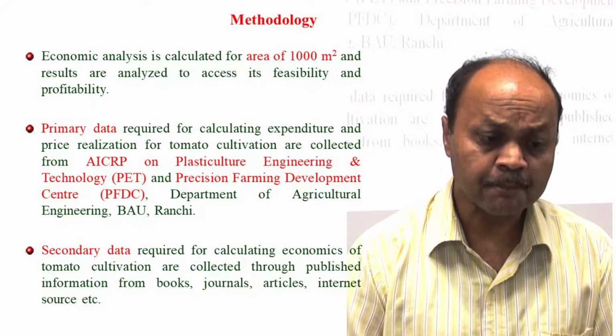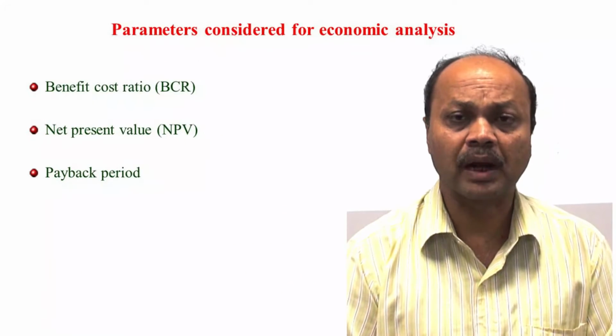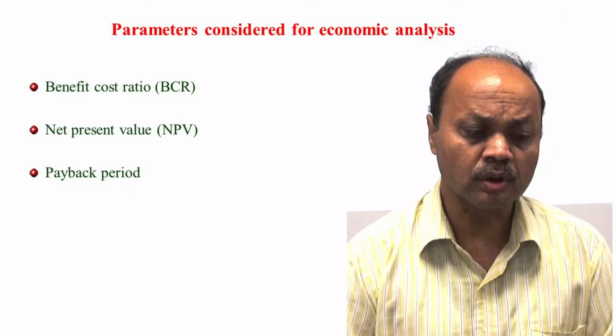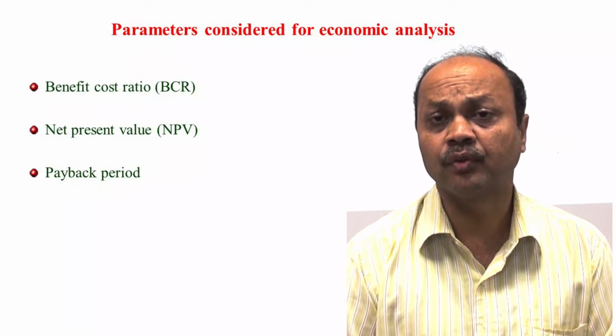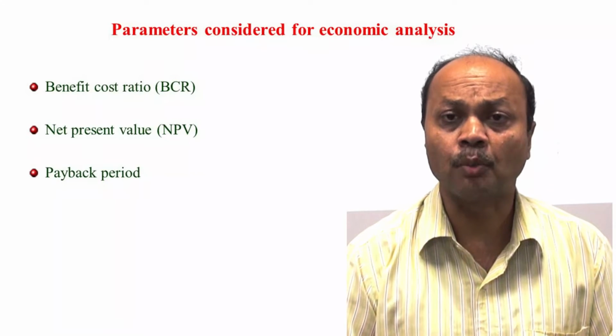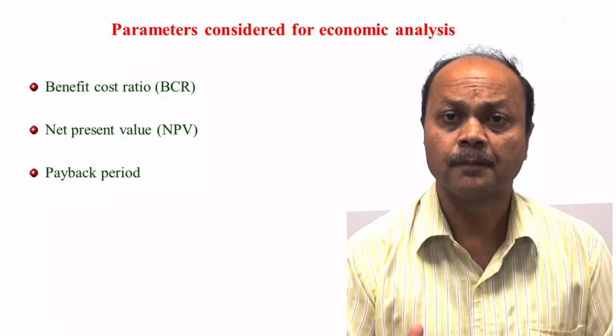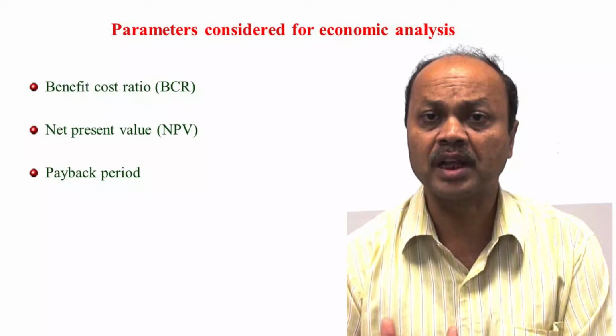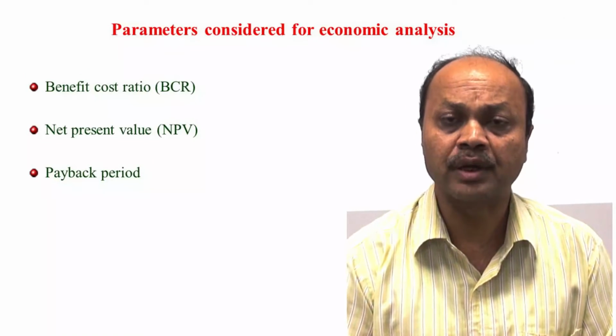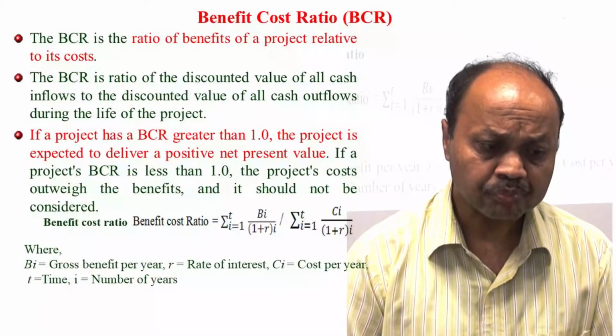And as I told, the three parameters we will consider are benefit cost ratio, net present value and payback period, to study the economic analysis of all four cases, okay? Conventional, drip with mulch, and polyhouse, or you can say greenhouse cultivation.